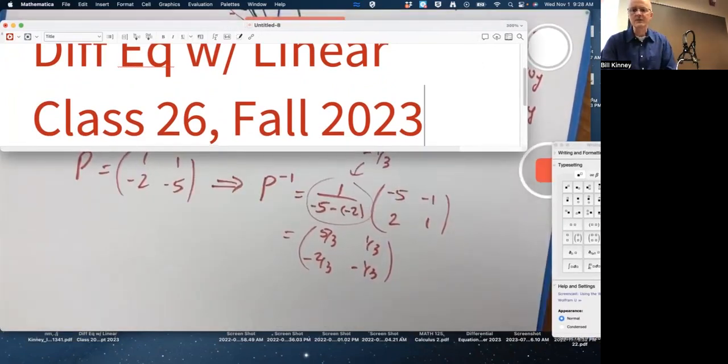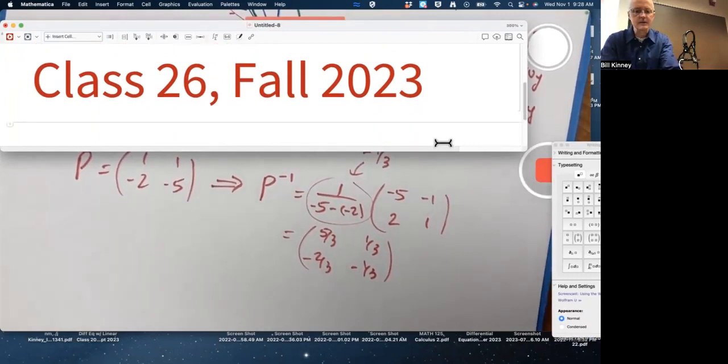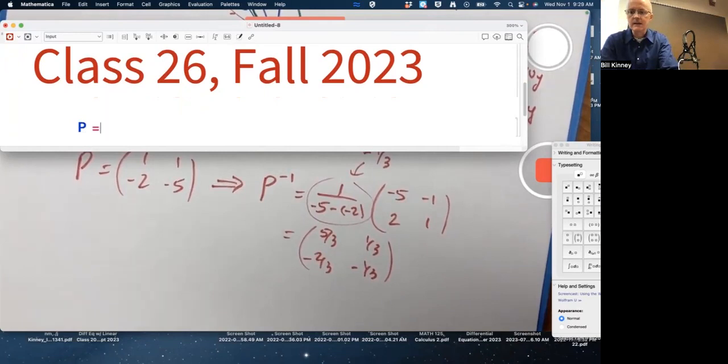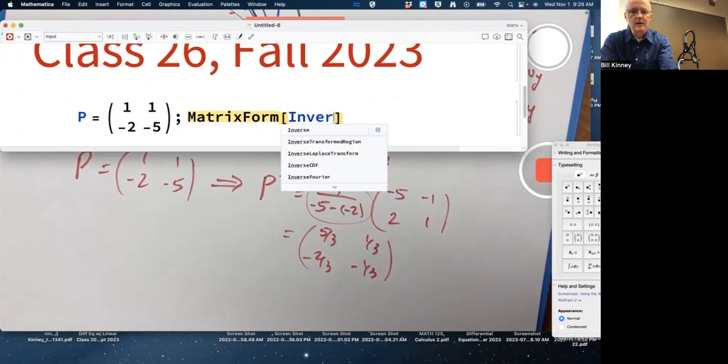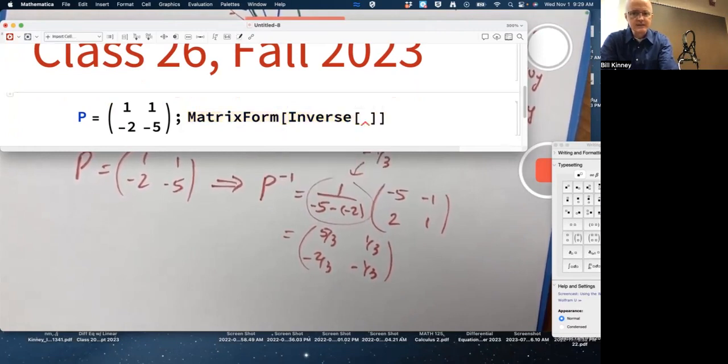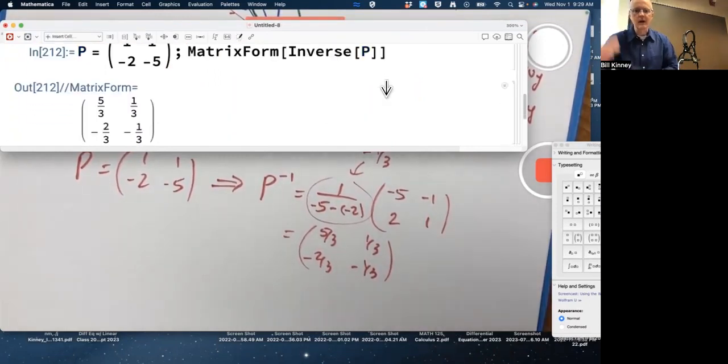We'll also have Mathematica do some matrix calculations for us. So P has entries 1, 1, -2, -5. What is its inverse? And type this. There we go. Inverse P finds the inverse, and MatrixForm makes the output look like a matrix.